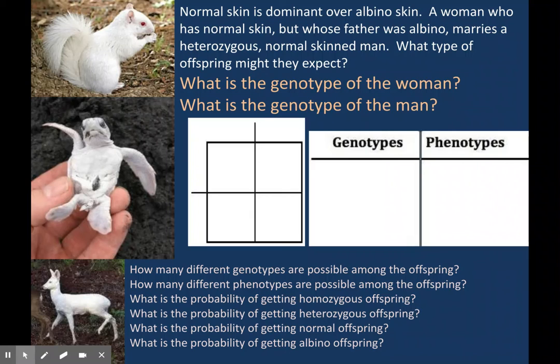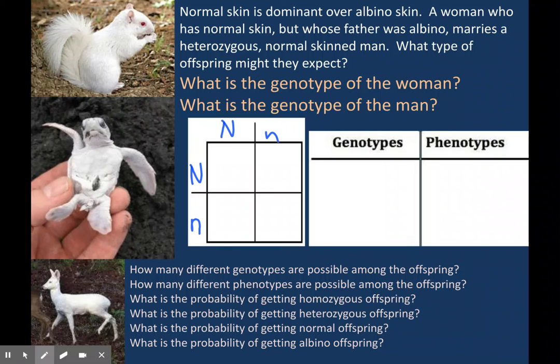Okay, so normal is dominant. A woman who has normal skin, but her father was albino. If she has normal skin, she has to have at least one big N, right? If her father was albino, albino means that they have to have two little n's. So if her father has two little n's, she had to get a little n from the father. She marries a heterozygous normal skin man. Heterozygous automatically tells you they have one of each.